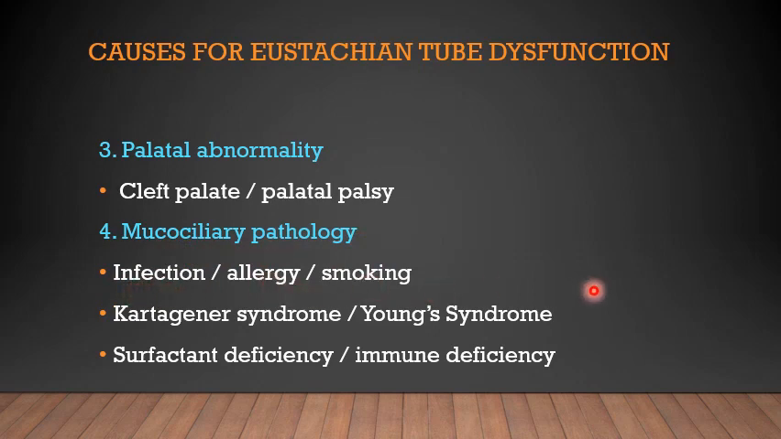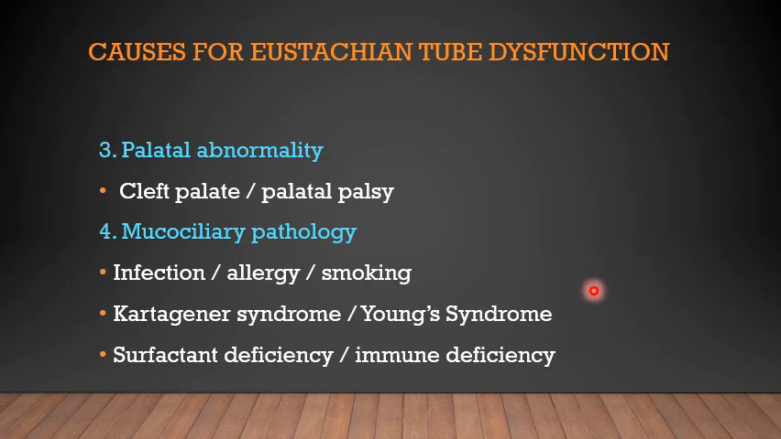Then we have Kartagener's syndrome. It is a rare autosomal recessive genetic ciliary disorder comprising a triad of situs inversus, chronic sinusitis, and bronchiectasis. In Kartagener syndrome, there is defective movement of cilia leading to recurrent infections in chest, ENT, and infertility also.